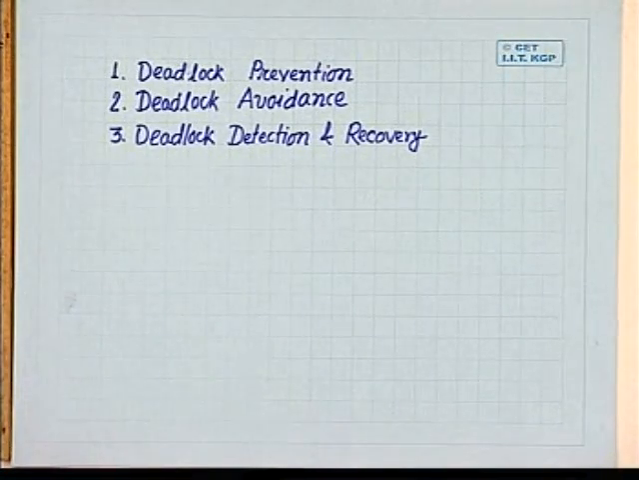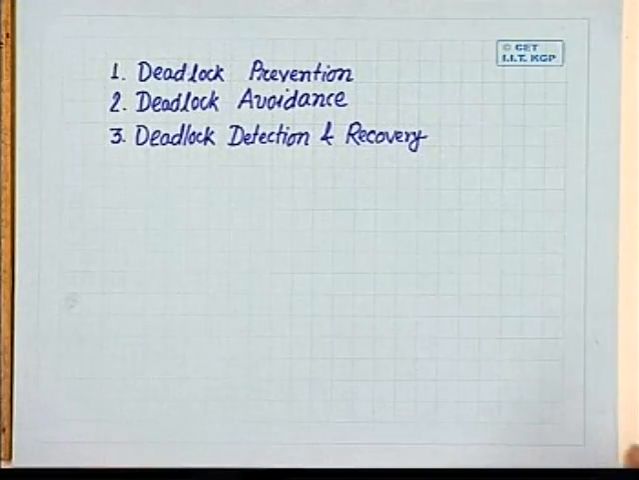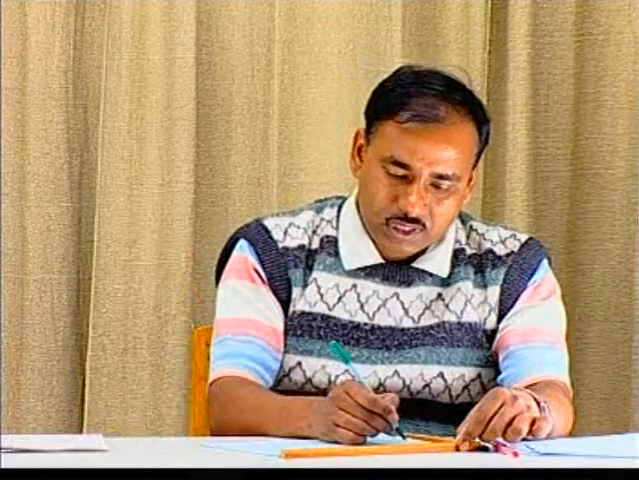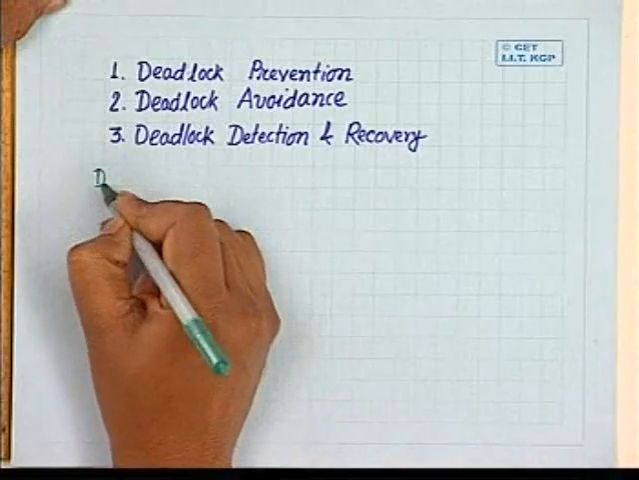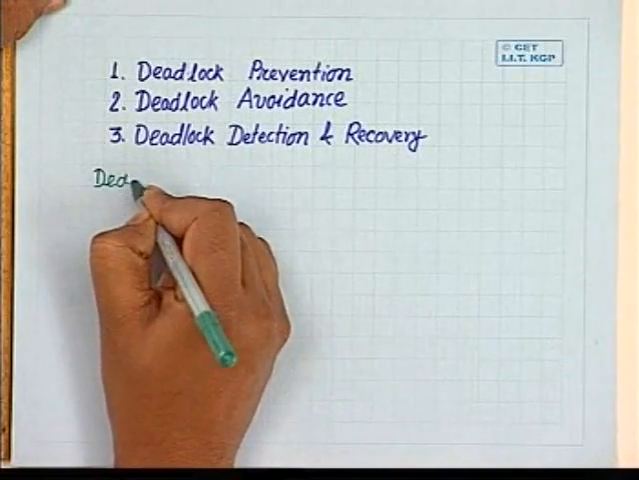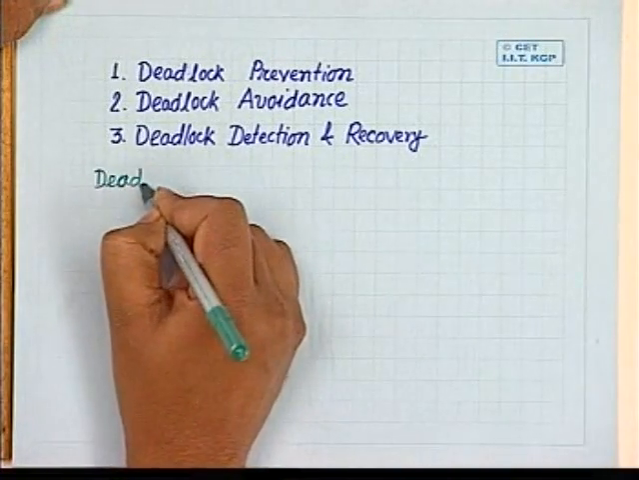Now first, let us see what deadlock prevention is, whether by some means we can break any of the 4 conditions which are responsible for the occurrence of deadlock. So we first consider this deadlock prevention technique.